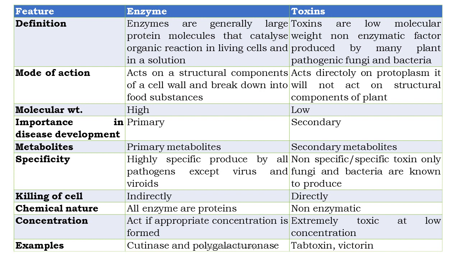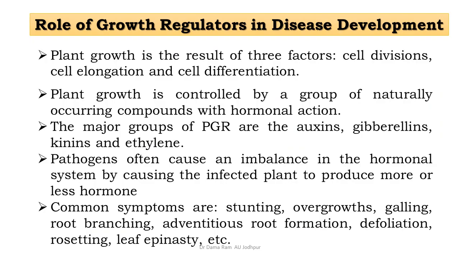In chemical nature, all enzymes are proteins, but toxins are non-enzymatic. Enzymes act at an appropriate concentration, and toxins are extremely toxic at a very low concentration. Examples are cutinase, polygalacturonase, cellulase, pectinase, tabtoxin and victorin.